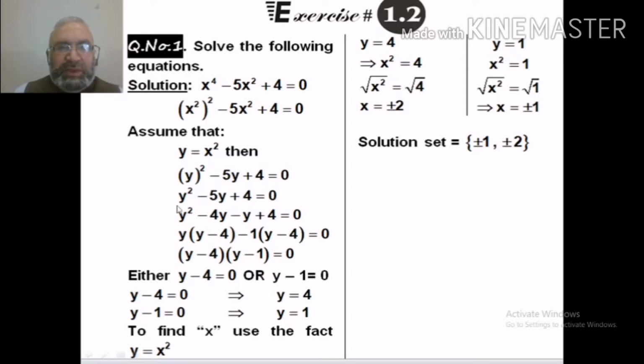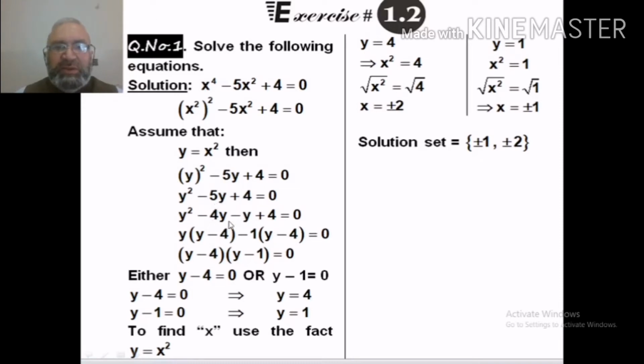The easiest way is by factorization. So first, if we can factorize it, then solve by factorization. Making factors of the middle term, we get 2 factors, minus 4 and minus 1. By adding we get minus 5, and by multiplying we get plus 4. Thus instead of minus 5y, we write these 2 factors to replace minus 5y.